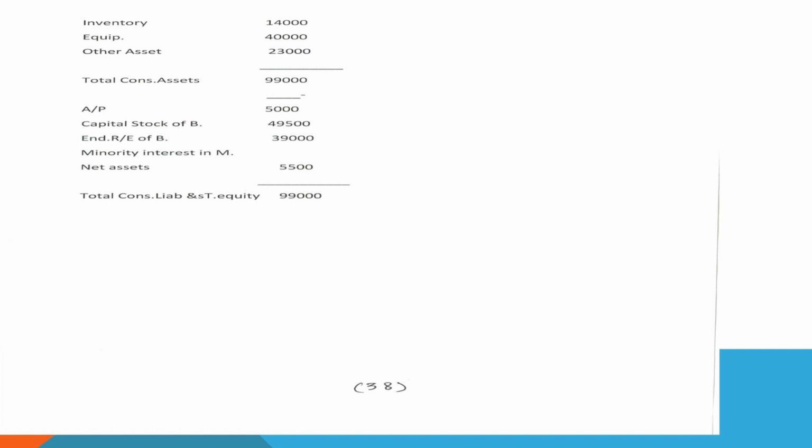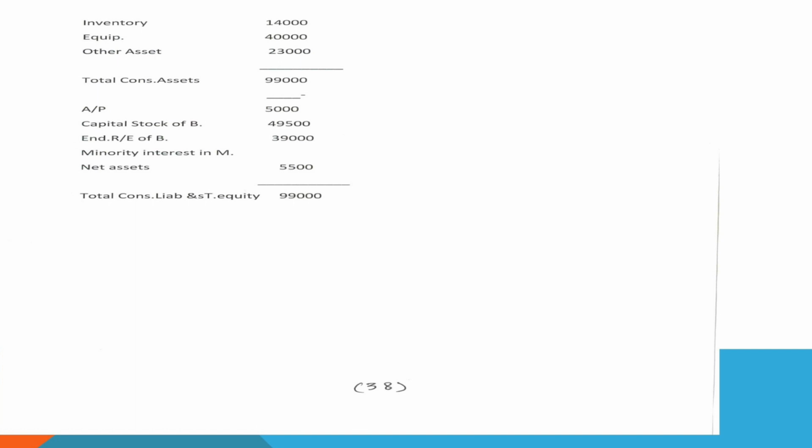Look at accounts payable, 5,000. Here it's going to show you company B only: capital stock 4,500, ending retained earnings 39,000, minority interest 5,500. The total is 99,000. Okay, this one here is finished.